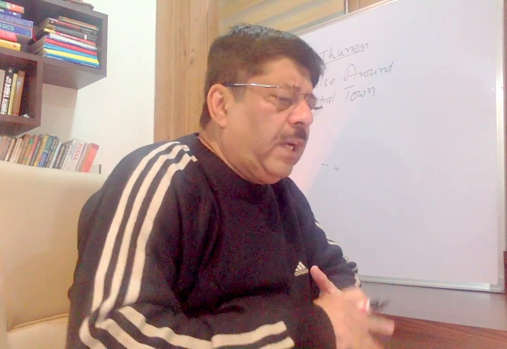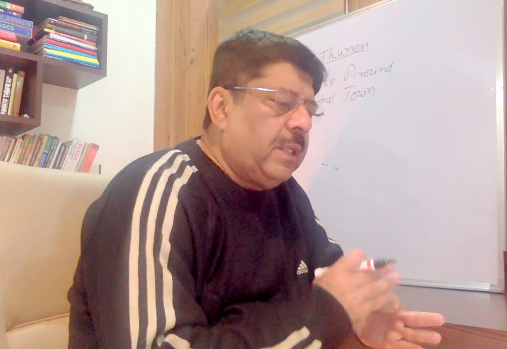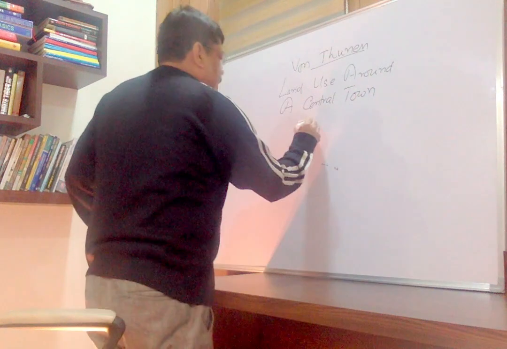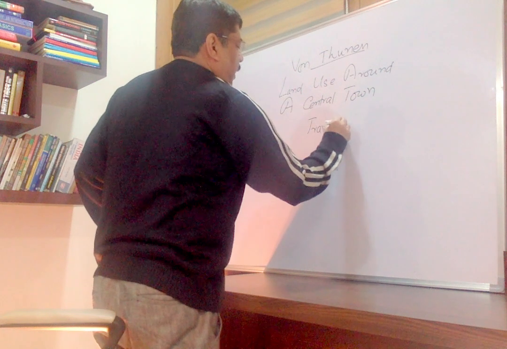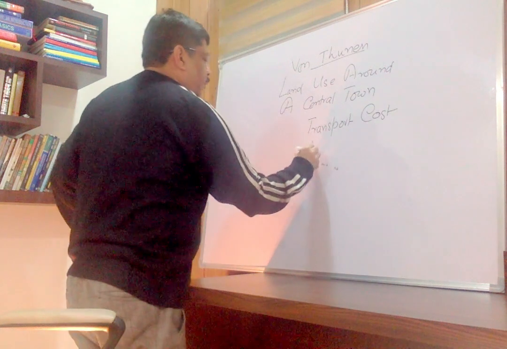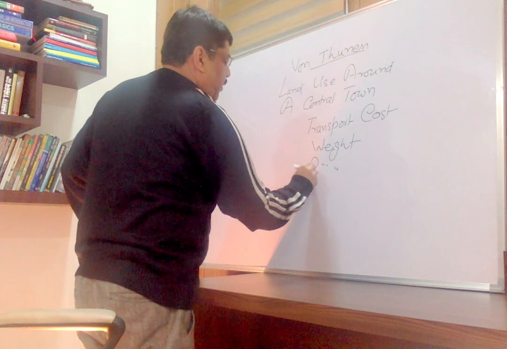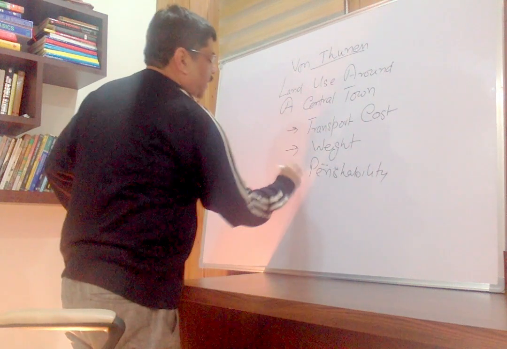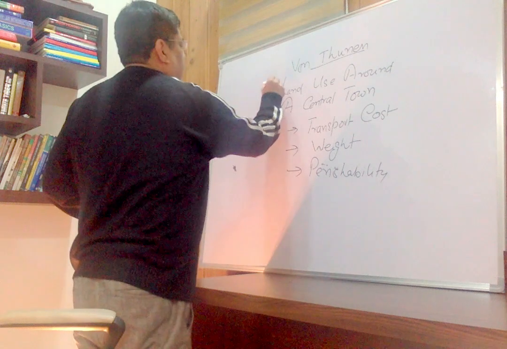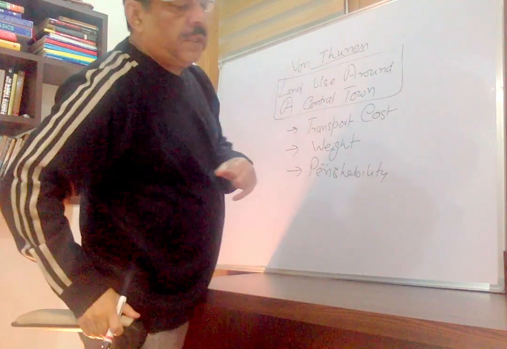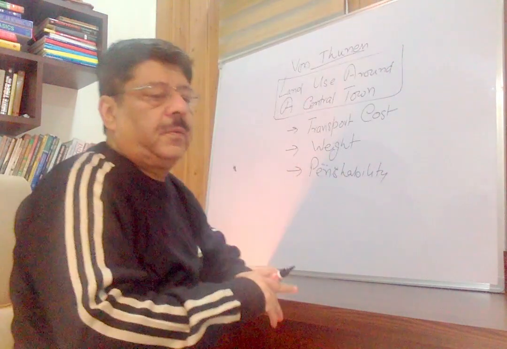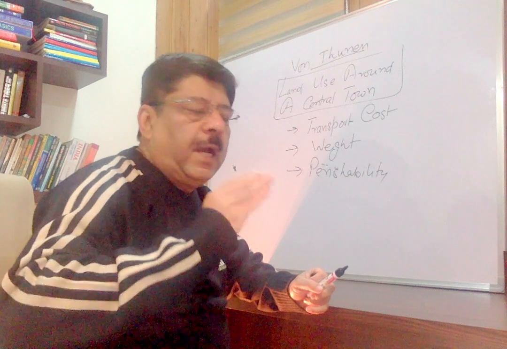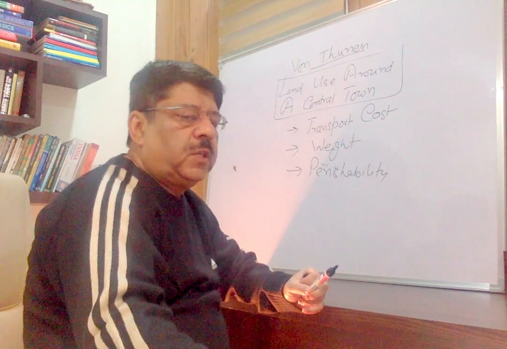Okay. What is the basis? Every theory has some assumptions and some basis. Main basis of Thunen model is transport cost, weight, and perishability. I think you all are familiar with all these terms. There are three bases. We will come to the assumptions later on, as you must have read it earlier. Transport cost, weight, and perishability. Transport cost, you know very well, no need to explain.